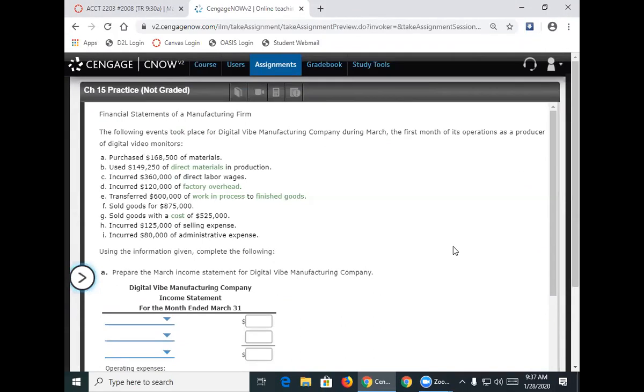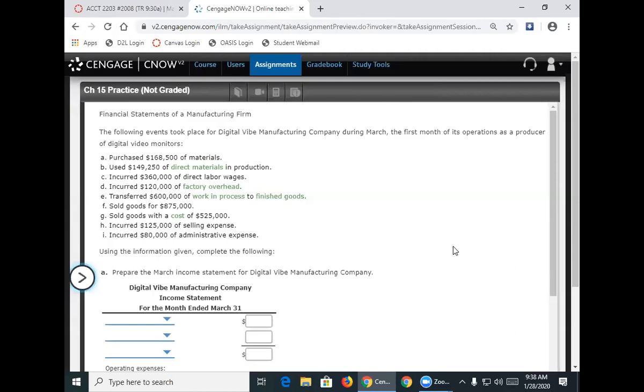So this one's actually not too bad, as we won't have to balance anything until the end of it, when we look at the different inventory accounts, okay? Again, we can use our notes to look at how the costs flow. It tells us the following events took place for a manufacturing company during March, the first month. And then it gives us A through I: materials they purchased, labor, factory overhead, what was sold, selling and administrative, all of the fun things.